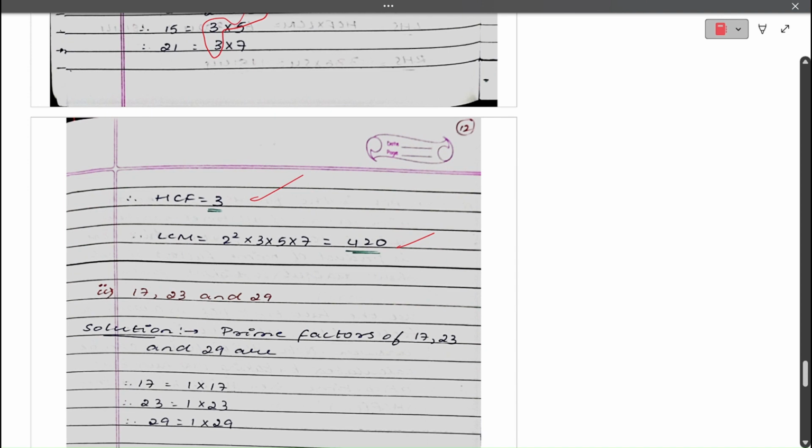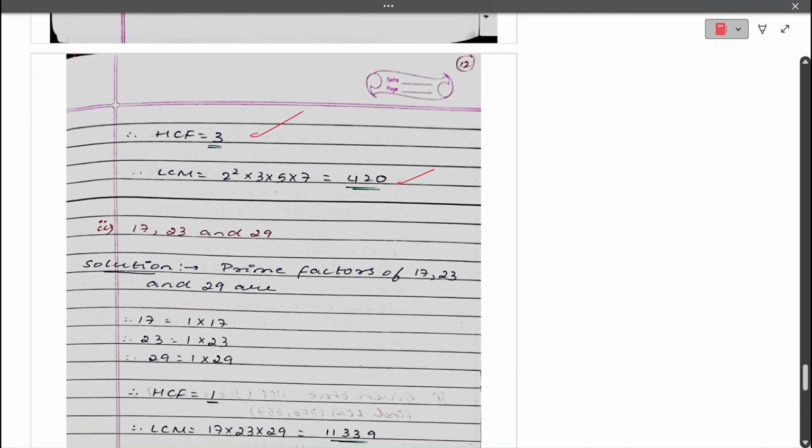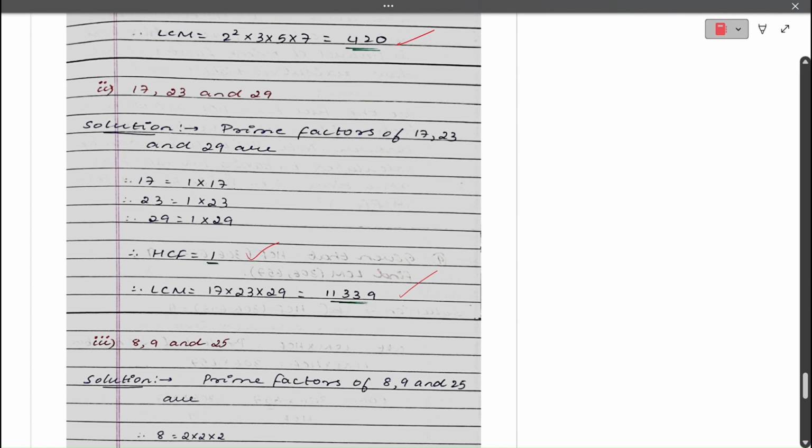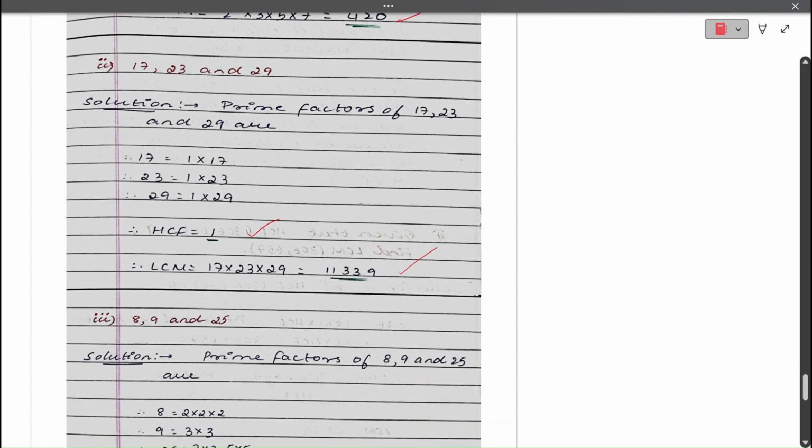Coming to the second question, 17, 23, and 29. So here all the three are co-prime numbers. They are prime numbers: 17 is a prime, 23 is a prime, 29 is a prime. So what is the HCF? Co-prime numbers are the numbers for which the HCF is always 1, whereas the LCM is the product of the numbers itself. That gives me 11,339 as my LCM.